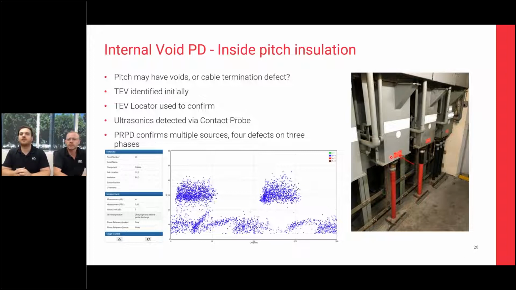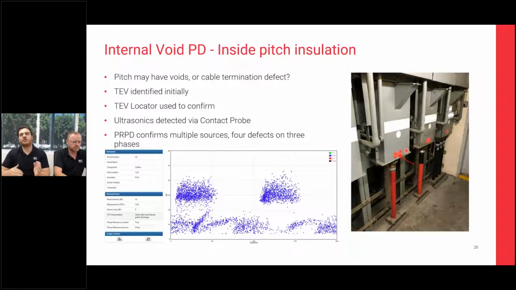And what it drew us to conclude is, whilst it is an internal void discharge, probably around the trifurcation where the pitch was poured in, there may have been a crack or a big enough of a void that led to the outside of this metalwork so that we could hear it using that ultrasonic contact probe.